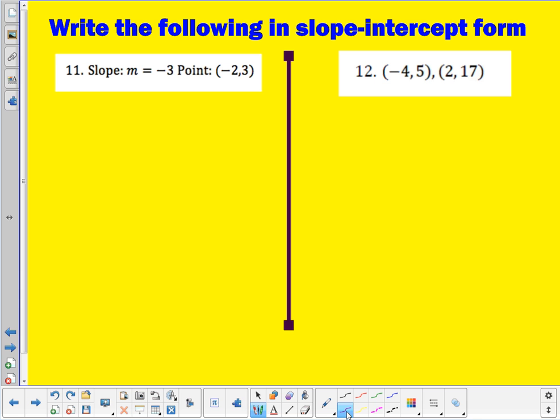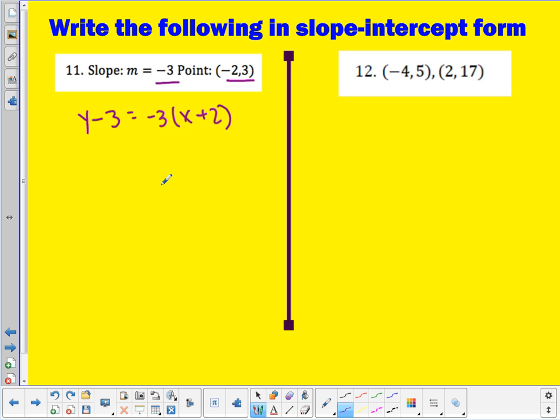So I'm going to use point slope form because I'm given a point and a slope. I'm going to put them into point slope form, and then I'm going to go to slope-intercept from there. So when I put them into point slope form, it looks like this. Y minus 3 is equal to negative 3 times x plus 2. Remember that when you're subtracting a negative, it's a plus a positive. Okay, so now I want to go to slope-intercept form.